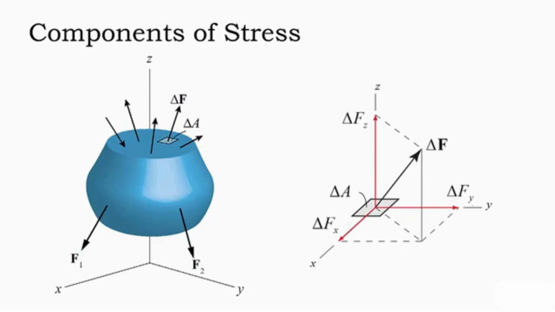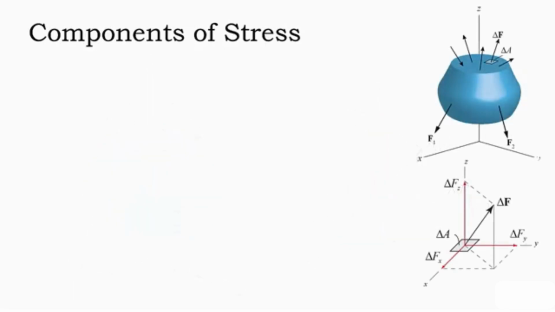If we zoom in on that and apply a coordinate system to that surface where Z is normal to the surface and X and Y are parallel to the surface, we can see that the resultant force, delta F, can be broken down into a normal component, delta Fz, and two components parallel to the surface, delta Fx and delta Fy. These, however, are force components, not stress components. We can, however, convert them into stresses as we did before.